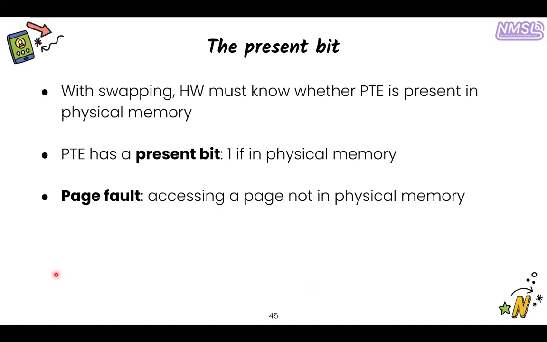With swapping, hardware must know whether a page is actually present in the physical memory. All right, so you're trying to access something. Now you need to know, is it in the actual physical memory or is it down in the swap space? So we're going to use a new bit called a present bit. If it's set, basically it's in physical memory. If you're trying to access a page that is not in physical memory, that's a page fault.